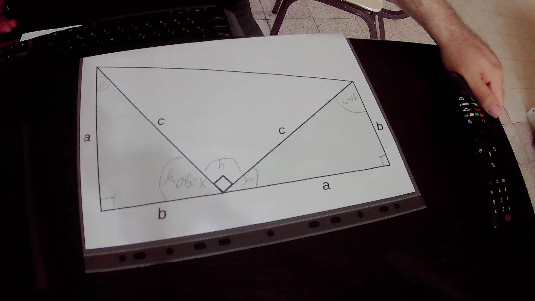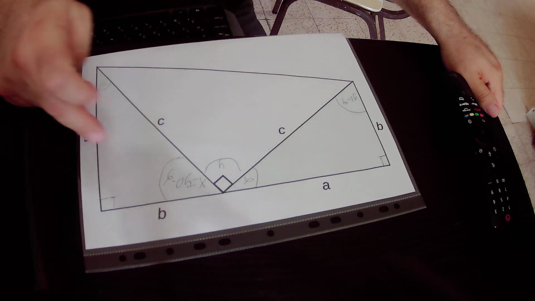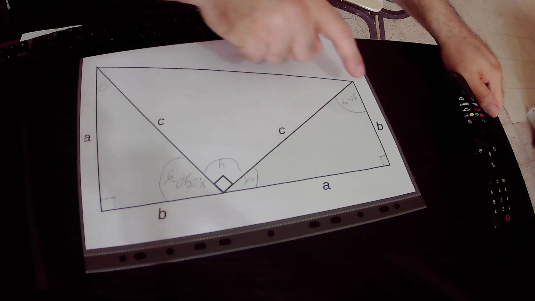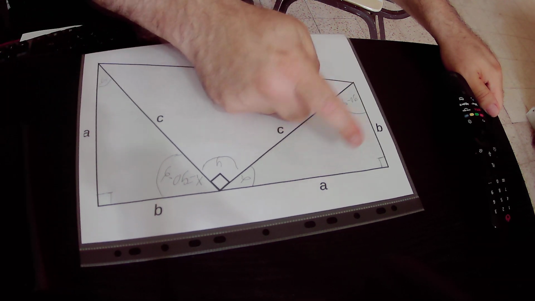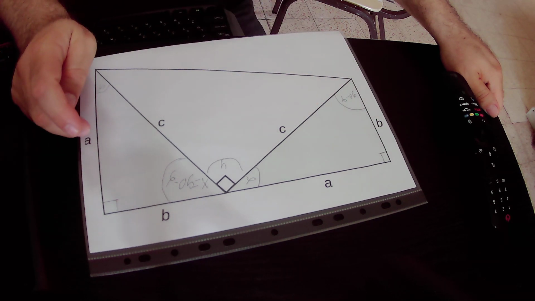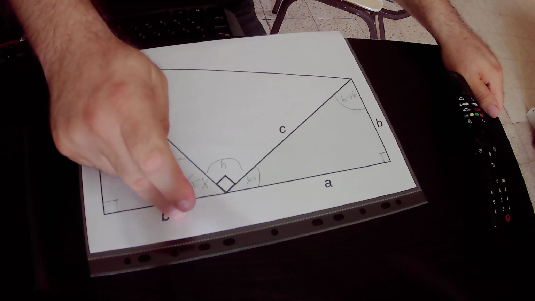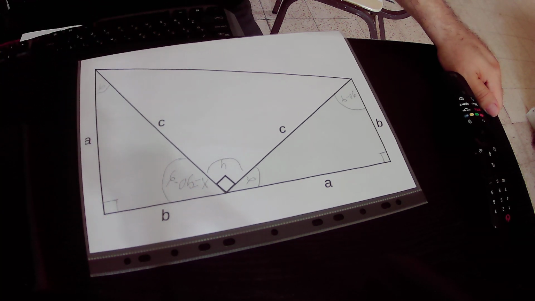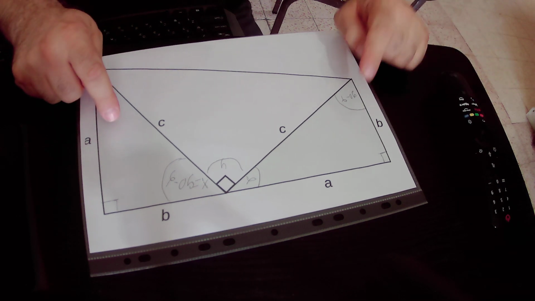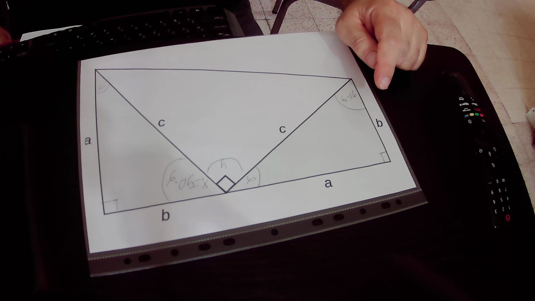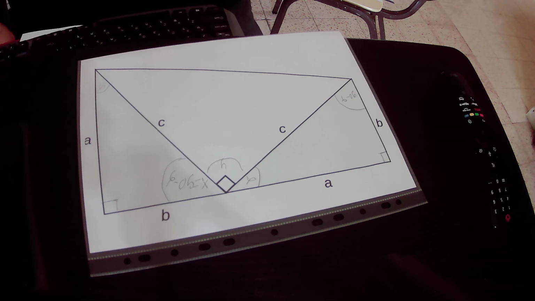congruent. Okay, side A equals side A, side B equals side B, and the angle between side A and side B is 90 degrees here, and the angle between side A and side B is 90 degrees also here in this triangle. Therefore, these two triangles coincide. They are congruent. Okay?